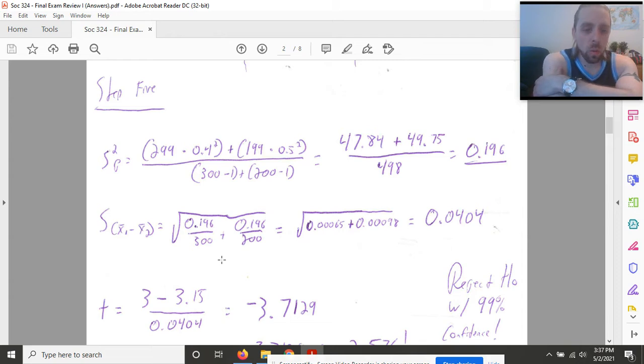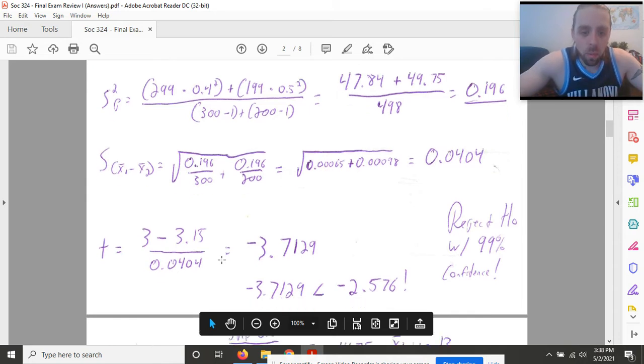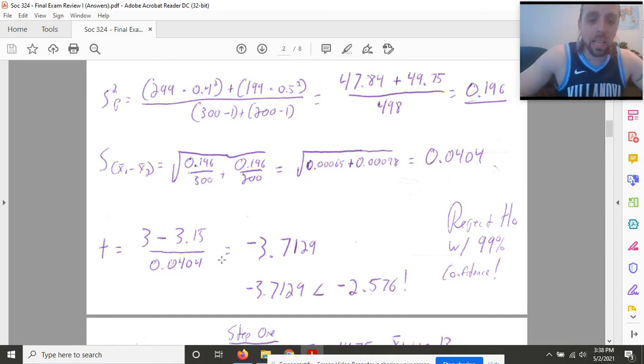So t equals 3 minus 3.15. All that is x bar 1 minus x bar 2, over 0.0404. Do the math on that, and you should have gotten something very close to negative 3.7129. Because negative 3.7129 is less than negative 2.576, I reject the null hypothesis with 99% confidence. And I conclude that there is a significant difference in the amount of television watched by Americans and Canadians.